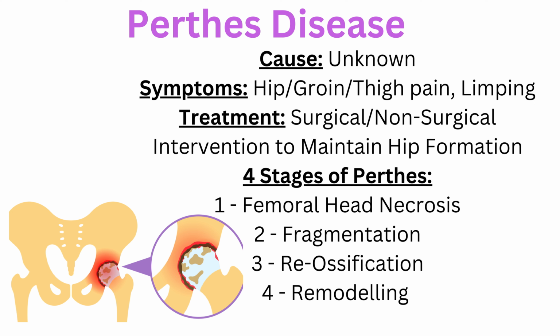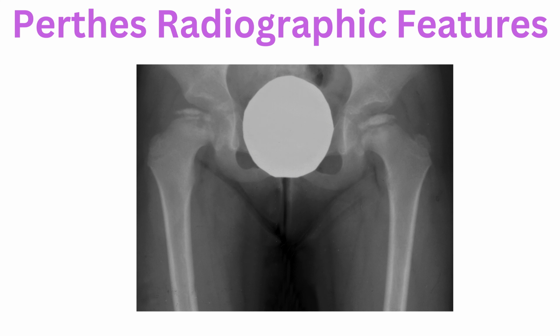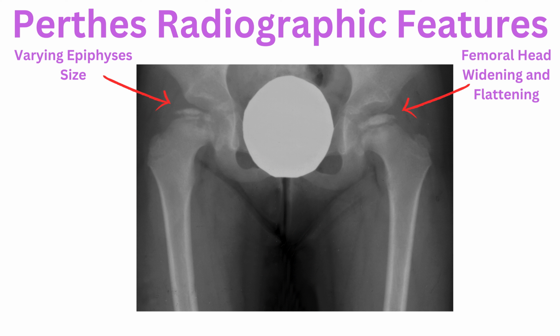Let's take a look at some x-rays to show you how this disease manifests from a radiographic perspective. This is a demonstration of Perthes occurring bilaterally on both hips. Due to the complex bone changes that occur in this disease process, there are a lot of features that we can use to identify it. We can firstly see that the epiphyses on both hips are of varying sizes. We can also see that the femoral head on both hips has become more of an oval shape as opposed to its regular, more rounded appearance. This is because the disease causes the femoral head to become wider and flatter.